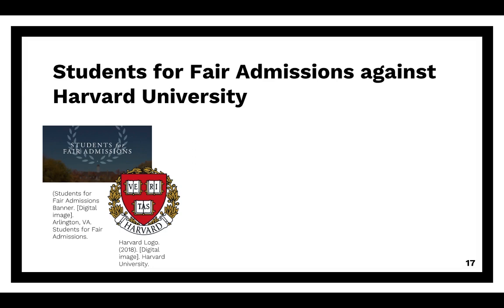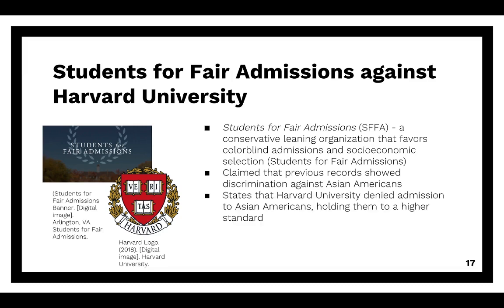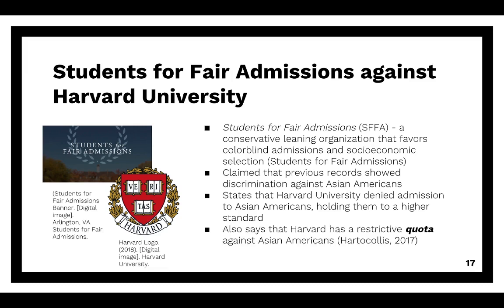So now more recently, many have heard about the Harvard lawsuit, Students for Fair Admissions against Harvard University. Although it hasn't become a Supreme Court case, it is highly controversial, and it serves to be the first case that says minorities are being discriminated against specifically. So who are Students for Fair Admissions? It's a conservative-leaning organization that favors colorblind admissions versus socioeconomic selection, which is what they want to have for admissions overall. They sued Harvard University, saying that they had discrimination against Asian Americans, requesting for certain documents for admissions to be pulled up. Once doing so, they also said that Harvard University denied admission to Asian Americans, even suggesting that they were held to a higher standard or a quota.